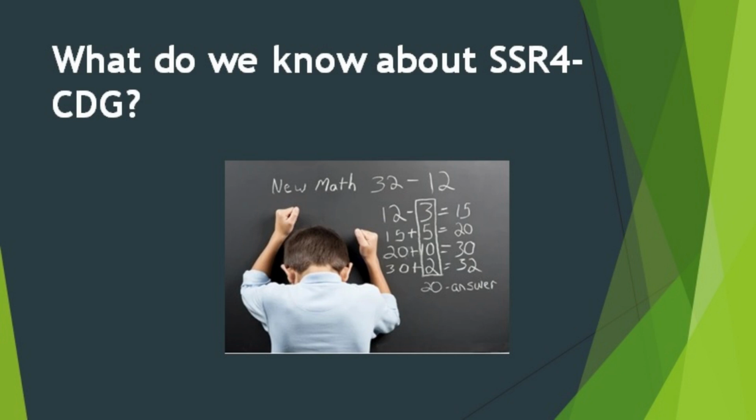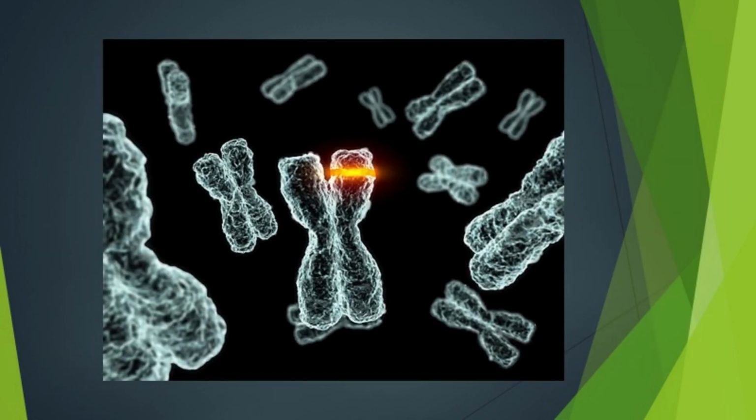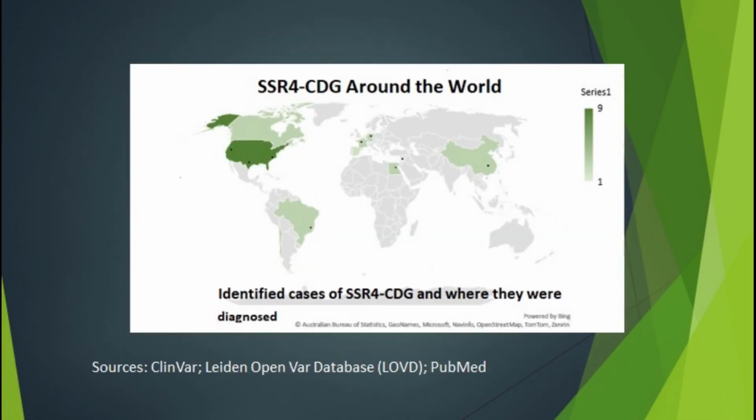How does this happen in SSR4-CDG? Unlike most types of CDG, most SSR4 cases reported so far are due to a de novo mutation. That is, the mutation occurs spontaneously in the patient. In this case, the mutation is not inherited from the parents and occurs during embryonic development. As the SSR4 gene is located on the X chromosome, SSR4-CDG is an X-linked recessive disorder, and all males have only one copy of the defective gene. Female carriers of the defective gene can also show mild symptoms associated with SSR4-CDG.